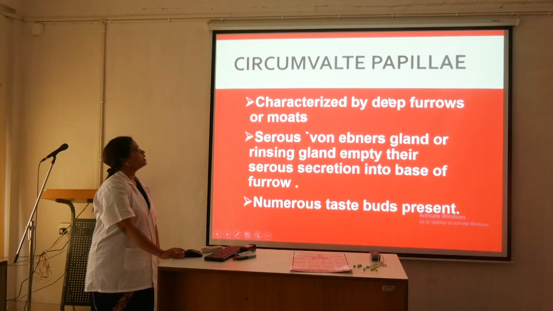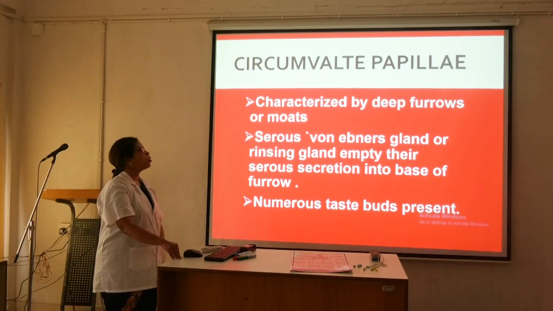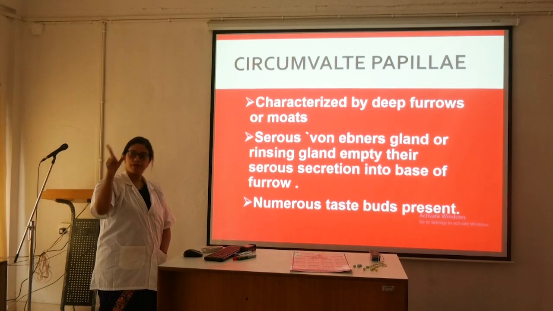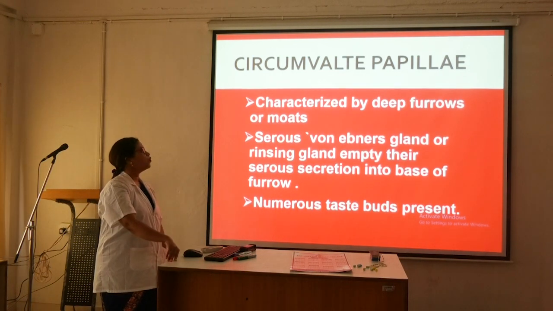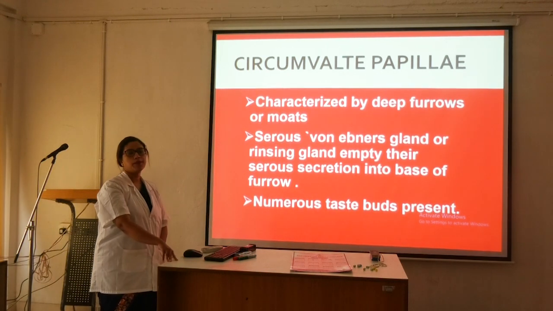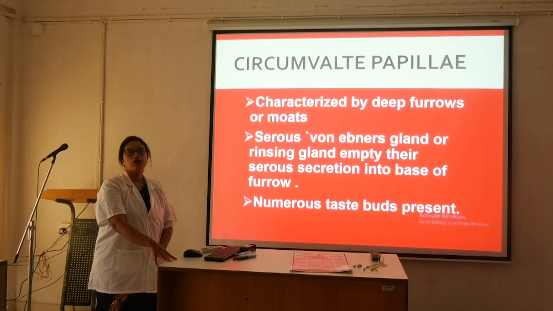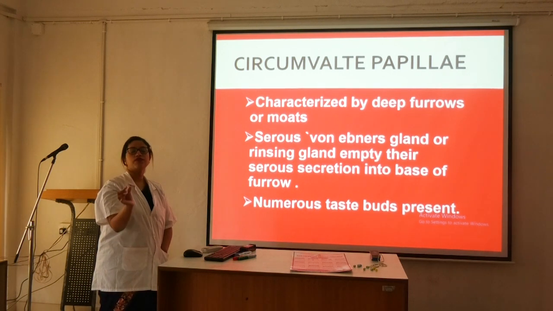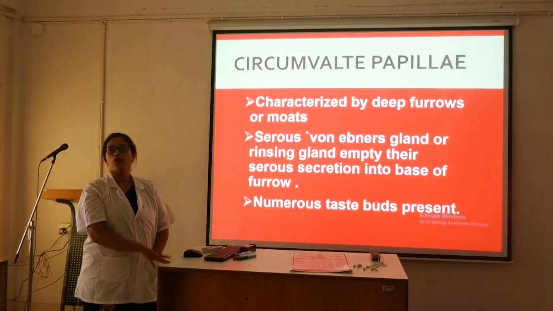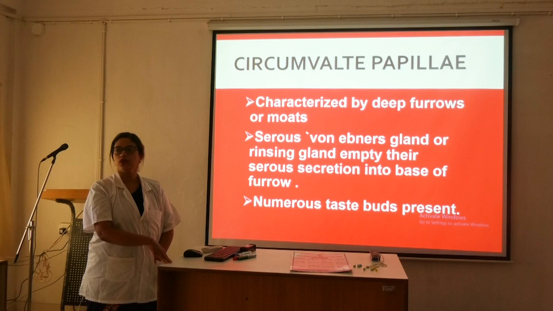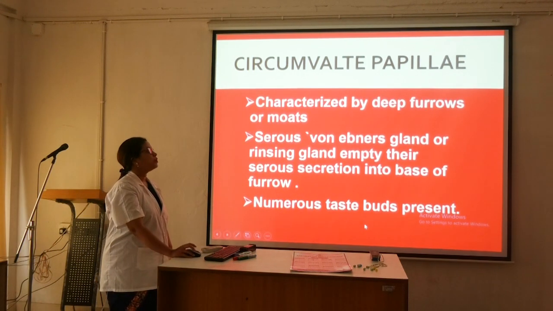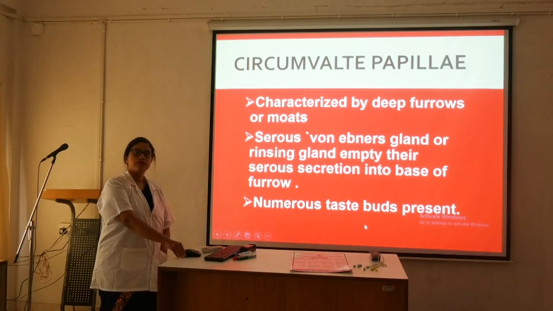The circumvallate papilla is characterized by deep furrows or moats. You have seen how it looks, club shaped. The serous von Ebner's glands empty their serous secretion into the base of the furrow. So this is the base of the furrow, and what is secreted there is the secretion from von Ebner's gland, which, as I told you, is a type of serous gland. And numerous taste buds are present.